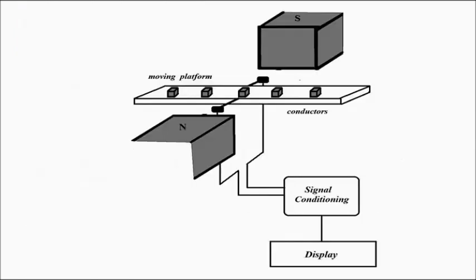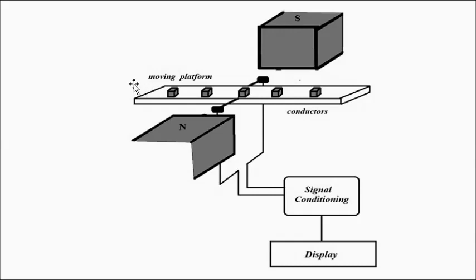So this linear angular encoder consists of a moving platform on which metallic conductors are placed. We have a permanent magnet which produces a magnetic field. Now according to Fleming's rule, when a moving conductor passes through a magnetic field, a current flows through it.